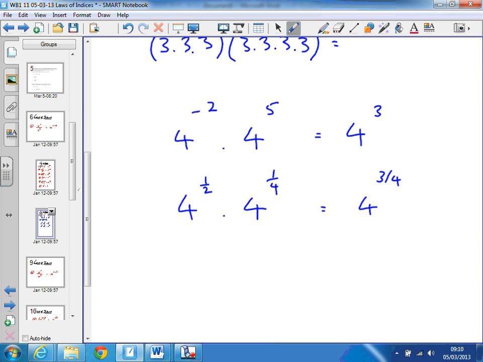So we need to be able to add fractions to use these laws of indices, because, surprisingly maybe, fractions are not uncommon as powers. So what you've learned about adding fractions and later on subtracting fractions will come in useful here.